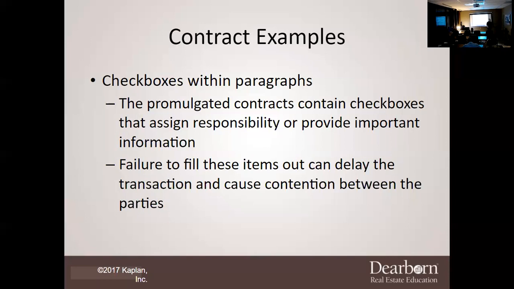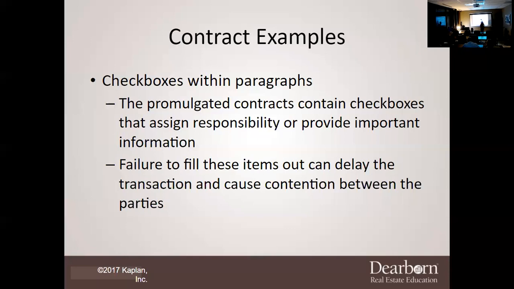It is your duty to check the box, period. No ifs, ands, buts about it. Okay. So, again, the checkboxes within the paragraphs are the promulgated contracts that contain checkboxes that assign responsibility to or provide important information. Failure to fill these items out can delay the transaction and ultimately cause contention between the parties. Can't tell you how many times that I've run into that issue.